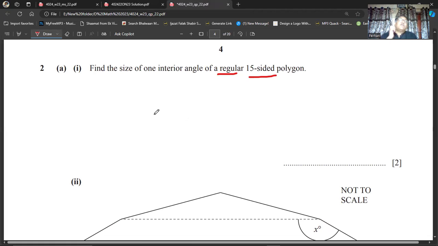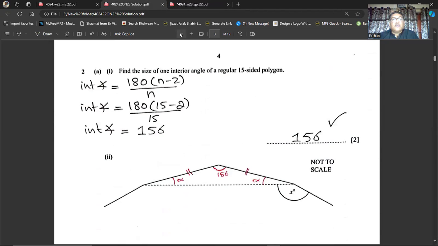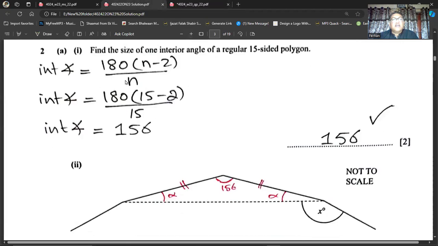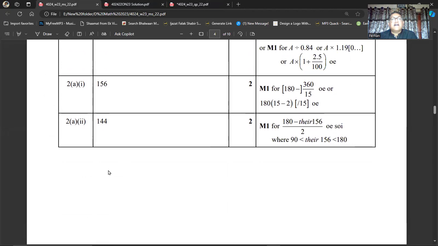You know the formula for the internal angle of a regular polygon: internal angle equals 180 bracket n minus 2 bracket close, and the whole thing divided by n. So let me show you. Okay, so here we go. This is the solution. In the place of n, we will put the number of the sides of the polygon. So 180 bracket 15 minus 2 bracket close, the whole thing divided by 15, and the answer will be 156 degrees. 156 degrees is the right answer, sir.